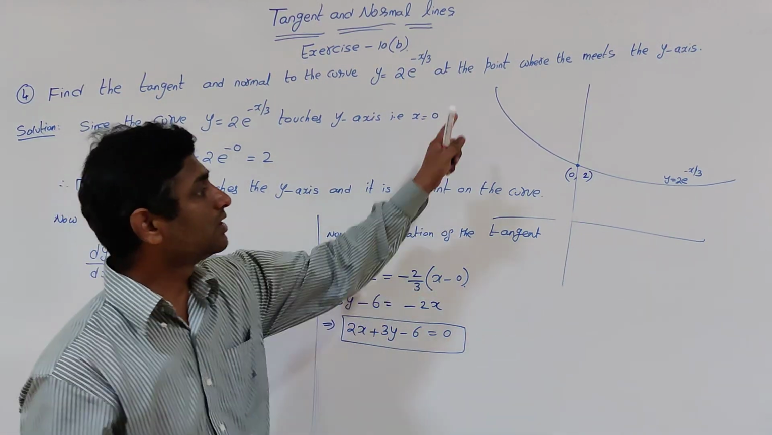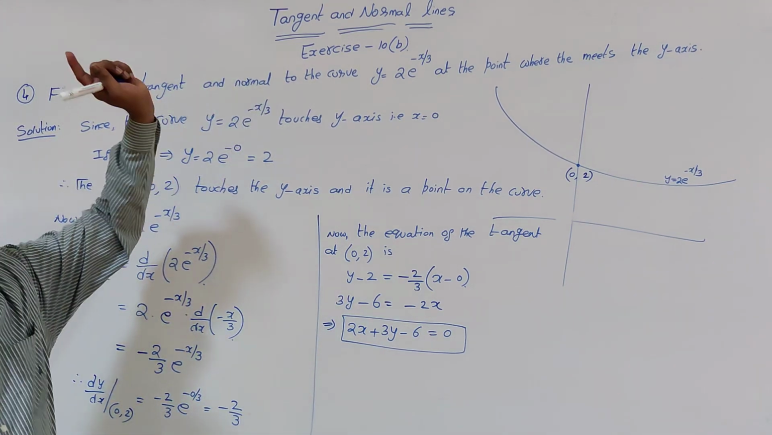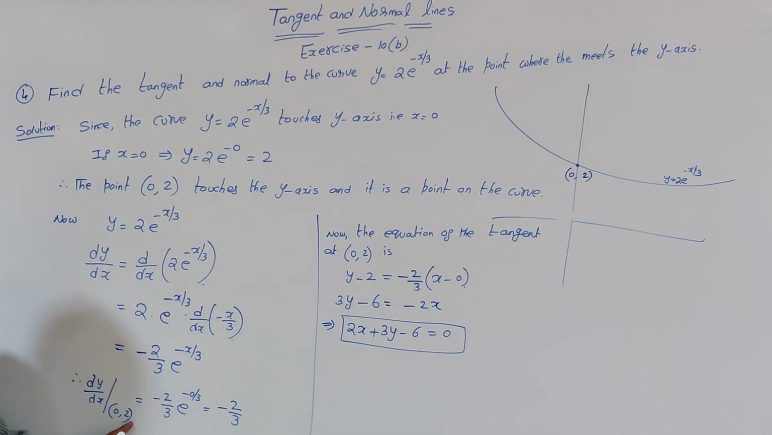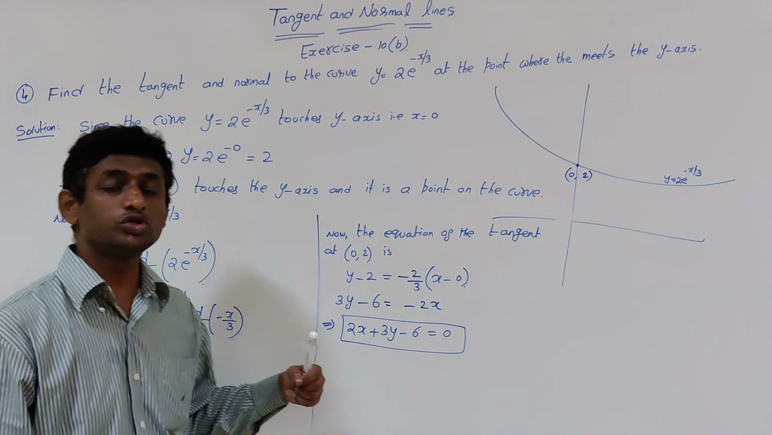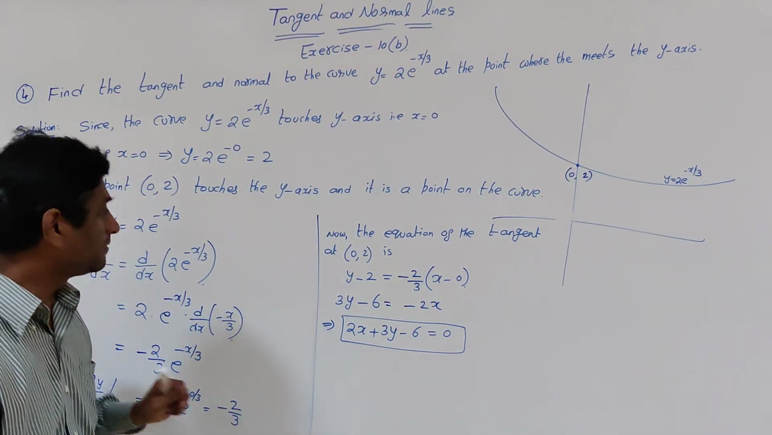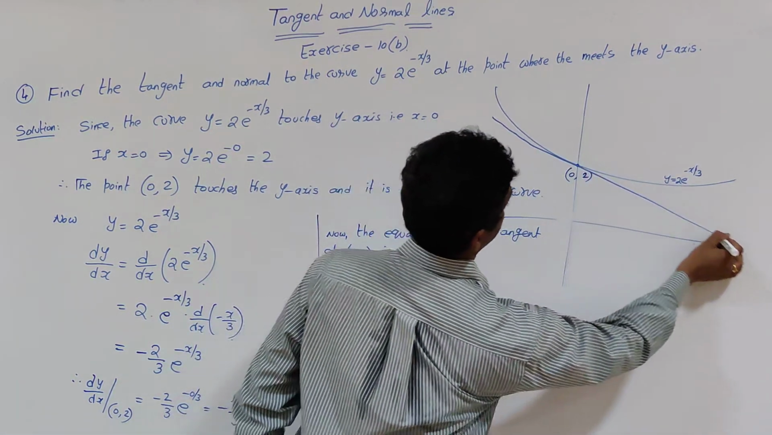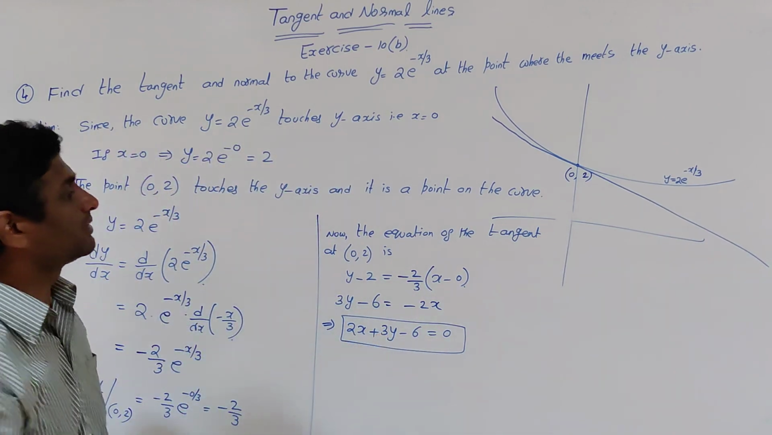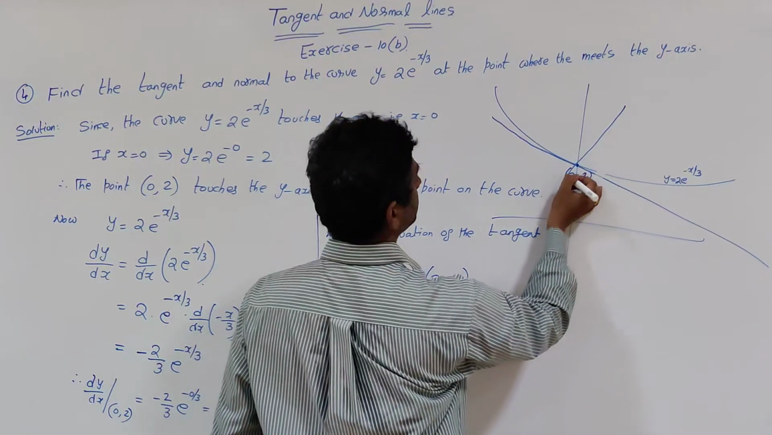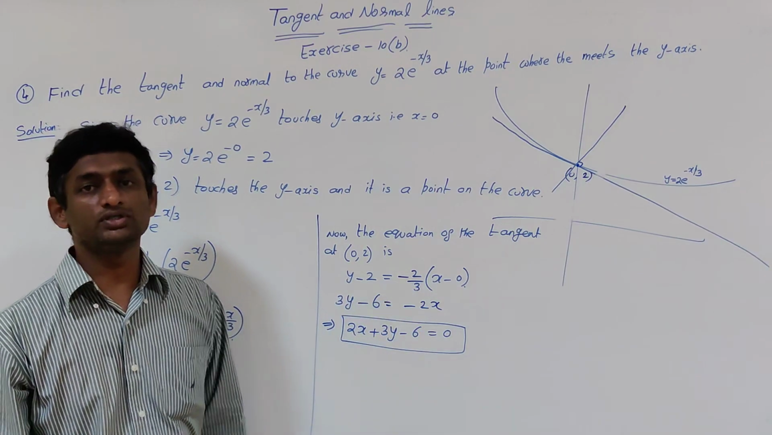Here 0 means the curve touches the y axis. So this is the equation of the tangent line, and he is asking one more question, that is, what will be the normal line. As the slope at the point (0, 2) is minus 2 by 3, what should be the slope of the normal line? It is the negative of its reciprocal, that will be 3 by 2. The tangent line is 2x plus 3y minus 6 is equal to 0. Now we have to find the normal line, which is perpendicular to the tangent line and passing through the same point (0, 2).